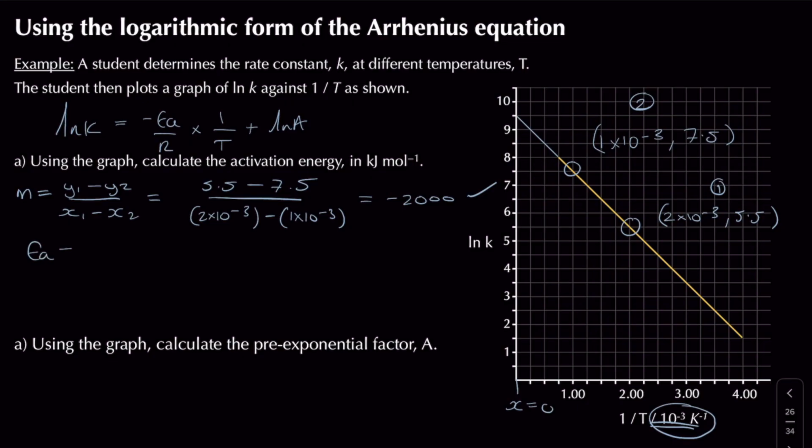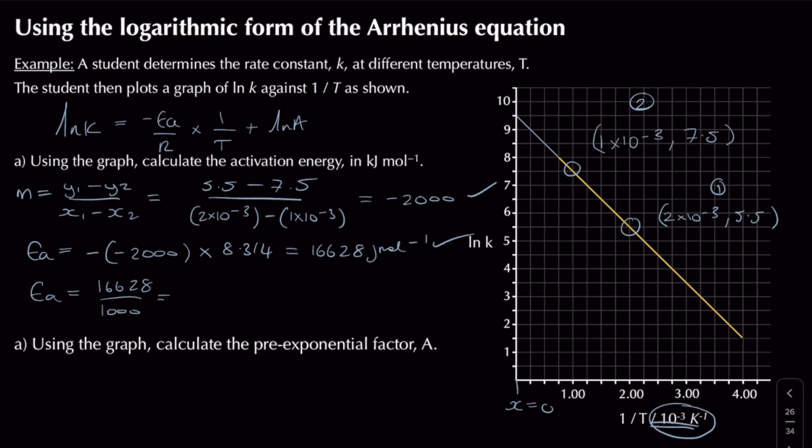Now what about finding activation energy? Well, that's going to be equal to the negative gradient, so negative, and then negative 2000 in brackets, and then times by our gas constant 8.314, and we end up with a value that's going to be 16628, and it's going to be joules per mole in this case. Now, of course, we need to convert that. So our activation energy is going to be equal to 16628 divided by 1000.